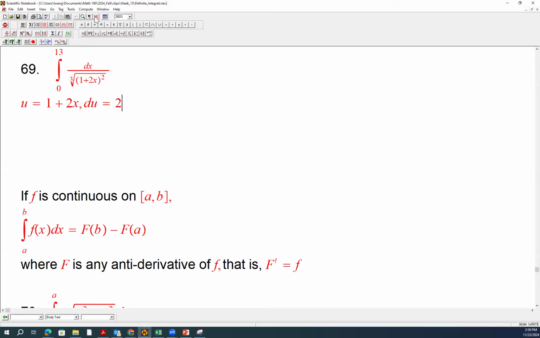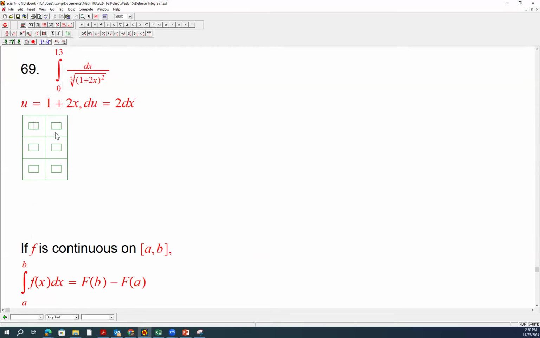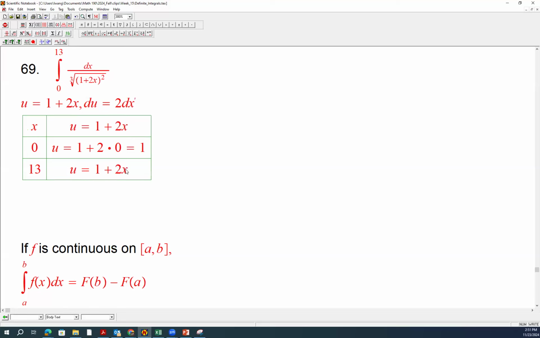All right. So du is going to be equal to 2 times dx. So du and dx differ by a constant. Next is a table. We have x and u, where u equals 1 plus 2x. In that relationship, we will change the interval from x to u. So 0 to 13. For u, when x equals 0, this is 2 times 0 plus 1, which equals 1. And for x equals 13, 2 times 13 is 26, 26 plus 1 is 27. So the interval changes from 0 to 13 to 1 to 27.